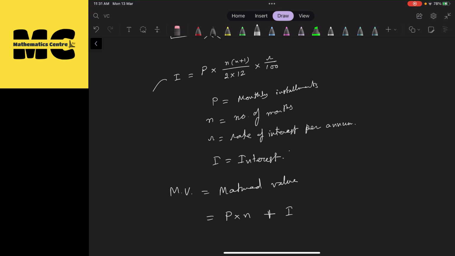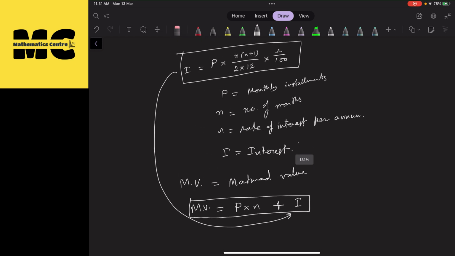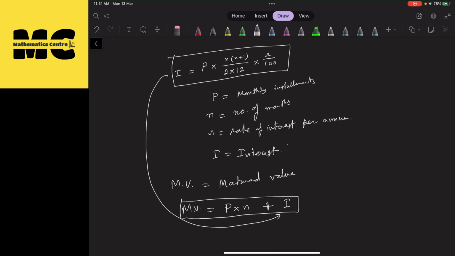Now what is the interest? This amount is the interest. So this is the formula for MV. We will use these two formulas to solve the problems of banking. Now let's go to the problem part.